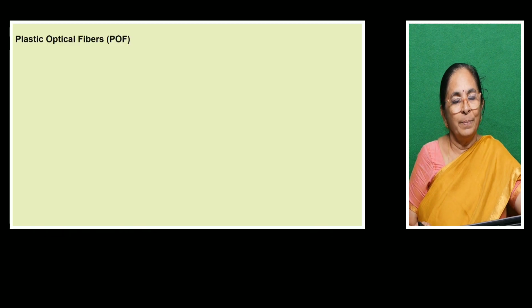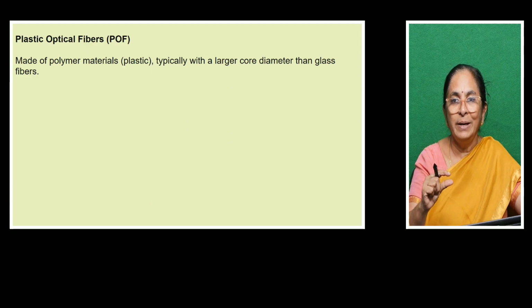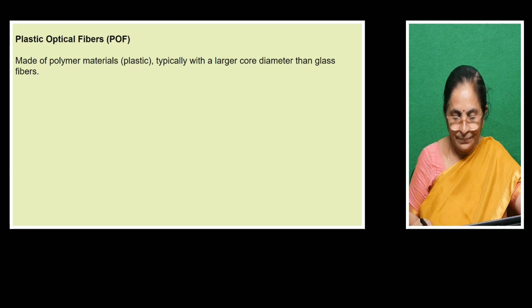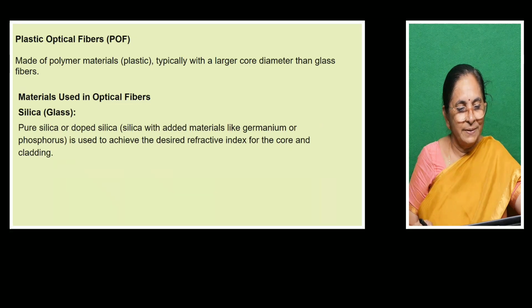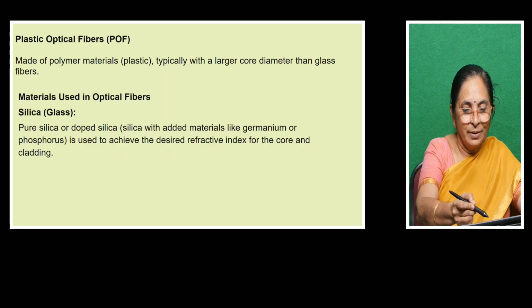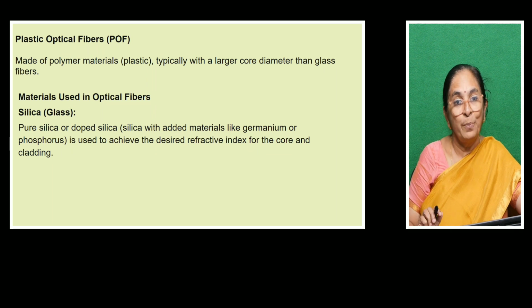So the second kind of optical fibers are plastic optical fibers. So generally polymer materials are used. The plastic optical fiber core, the diameter of the core will be a little more than the glass fibers. What are the materials used in the optical fibers? In glass optical fibers we use silica or silica doped with some elements like germanium or phosphorus.